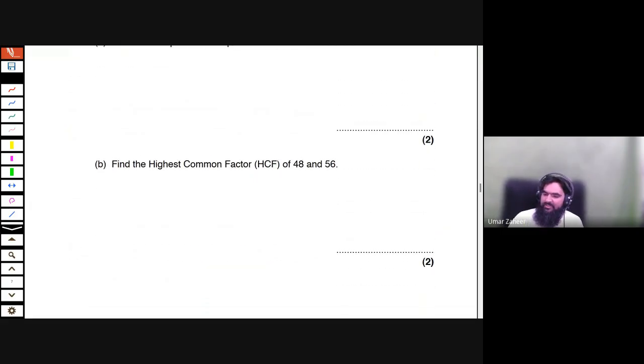Now look at here. He says that you have to find the highest common factor of 48 and 56. We have different ways. One of the easiest ways is to use division of both numbers. Let's see how to divide it.